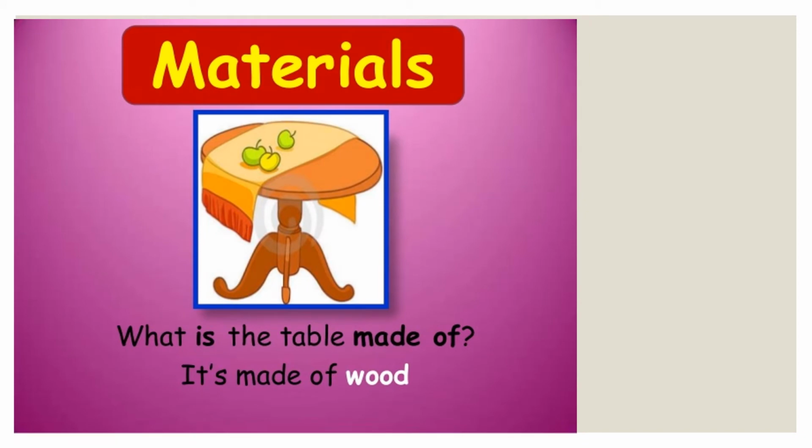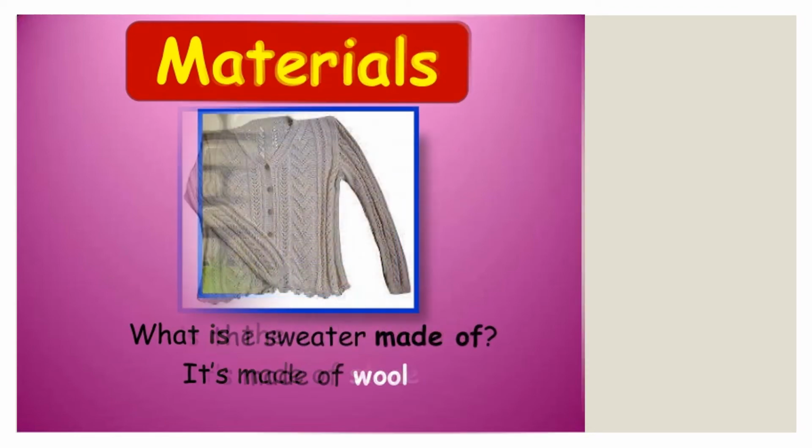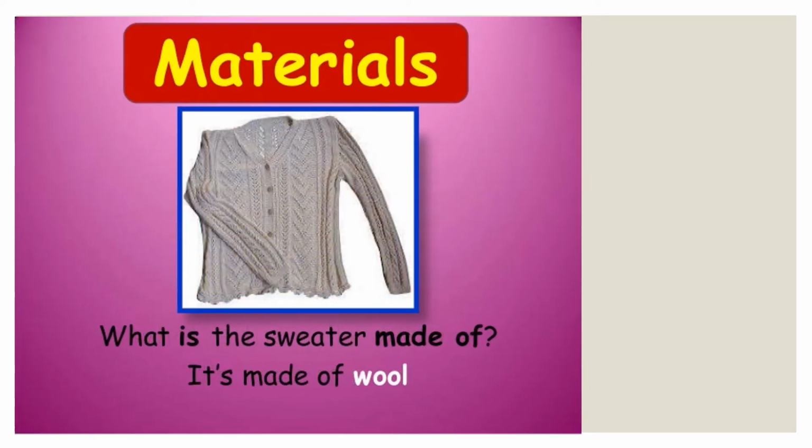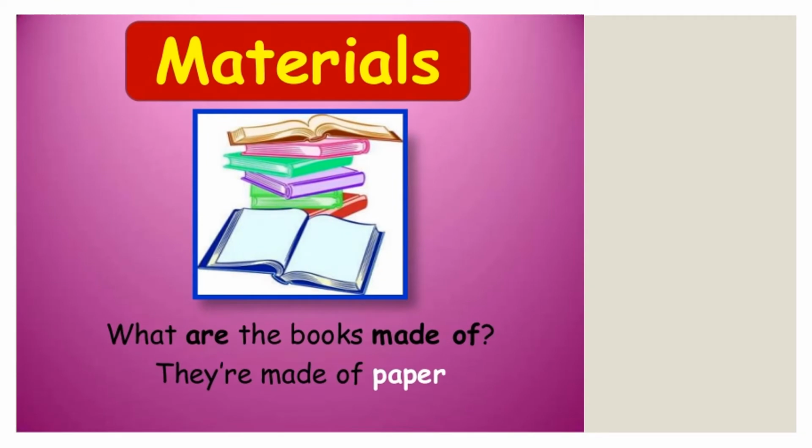In this you can see a table. The table is made up of wood. If we see a wall, the wall is made up of stone. So here in these pictures you have seen different types of material. If we talk about the sweater, this sweater is made up of wool. Wool is a kind of fiber. And think about your books. Your books are made up of paper.